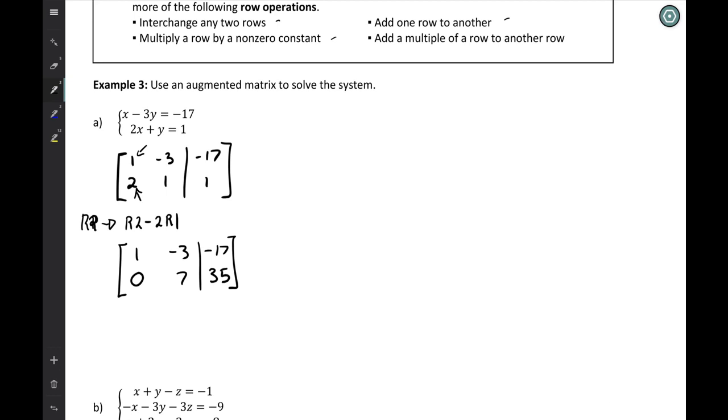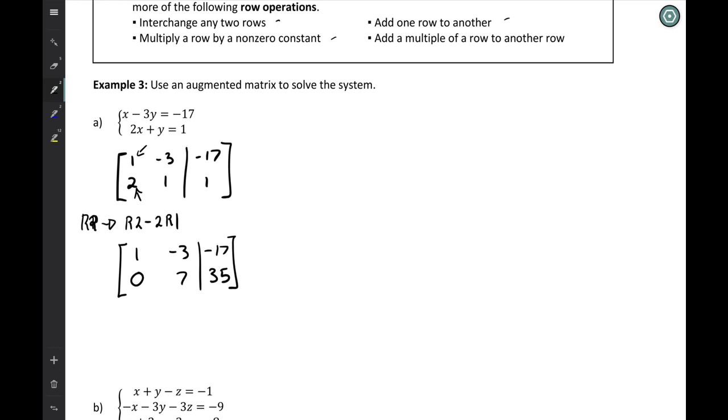Okay, so a little bit of stuff went on there, so you may want to pause it and go back and see what happened. I did row 2 minus 2 times row 1. So 1 times -1 minus -3 times -2. So 1 plus 6 gives me 7.